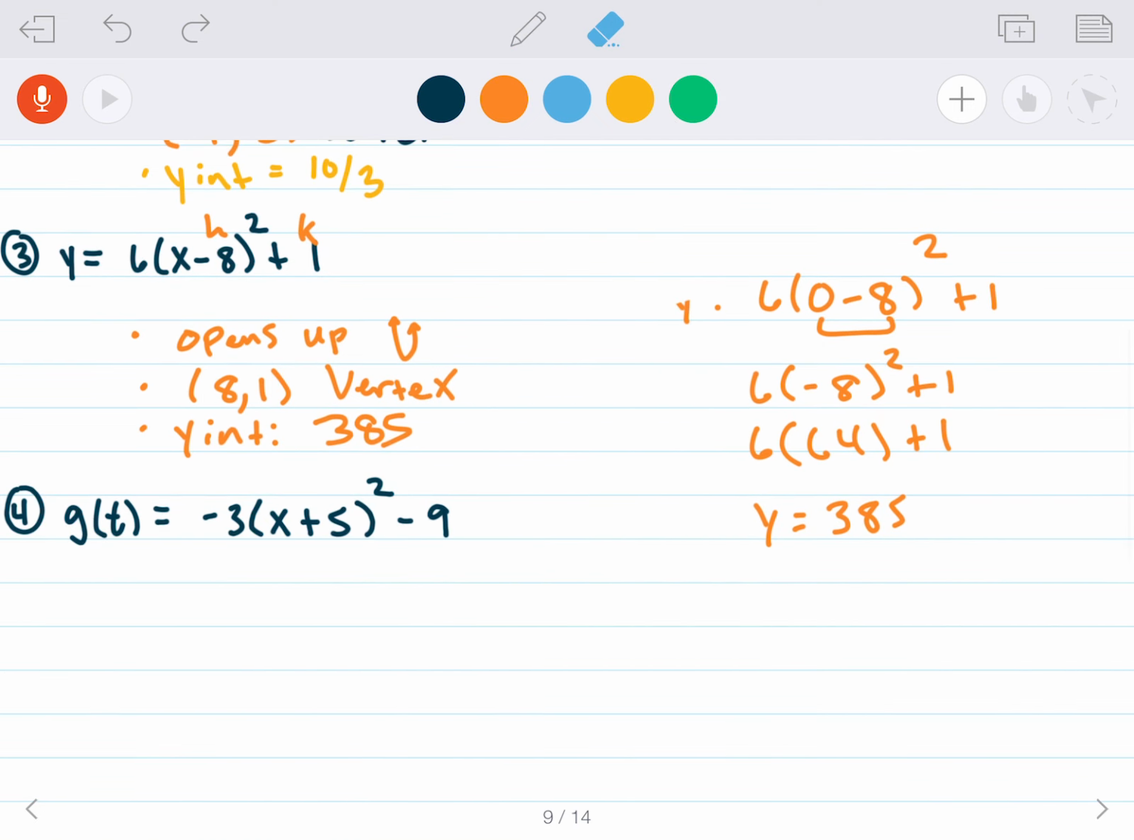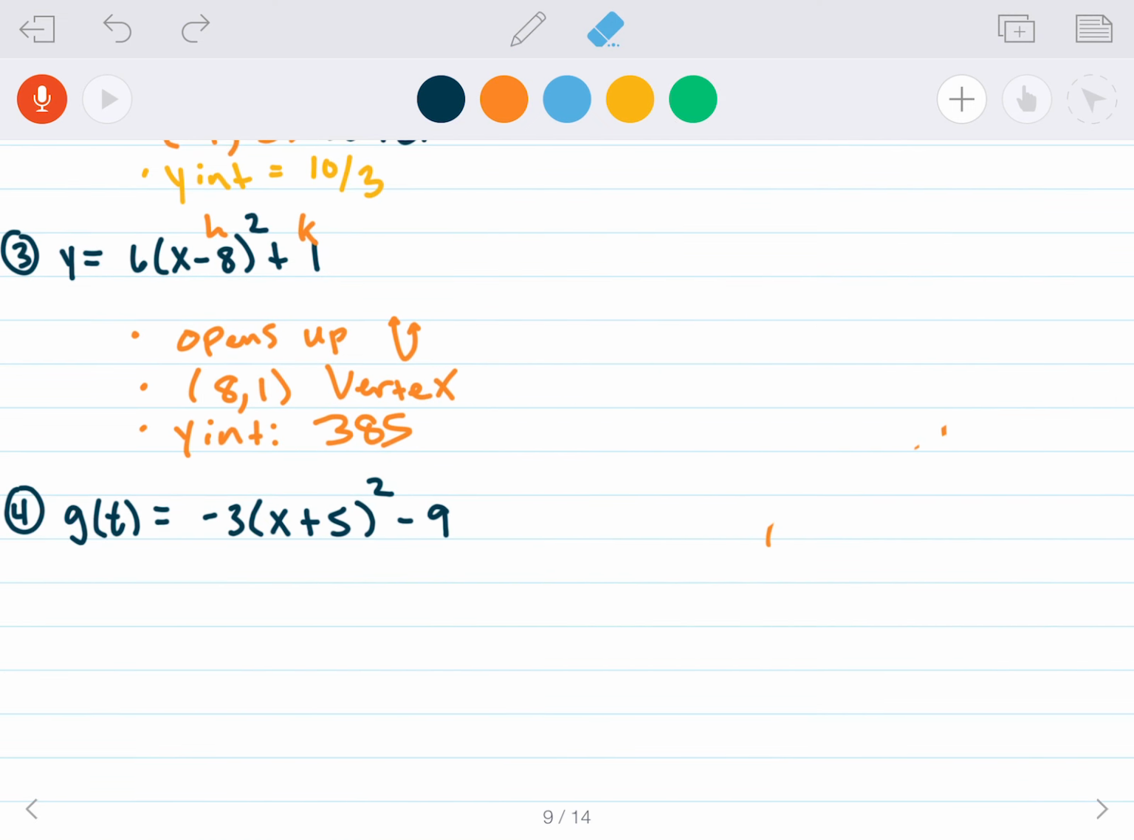Let's go ahead and look at this next one. So, does it open up or down? Well, we can see this thing is in vertex form, and this is our A. So since A is negative, it's going to open down. The vertex is going to be h, k. Remember, opposite of what you see for h. So opposite of what we see is negative 5, and k is just negative 9. So this is our vertex.